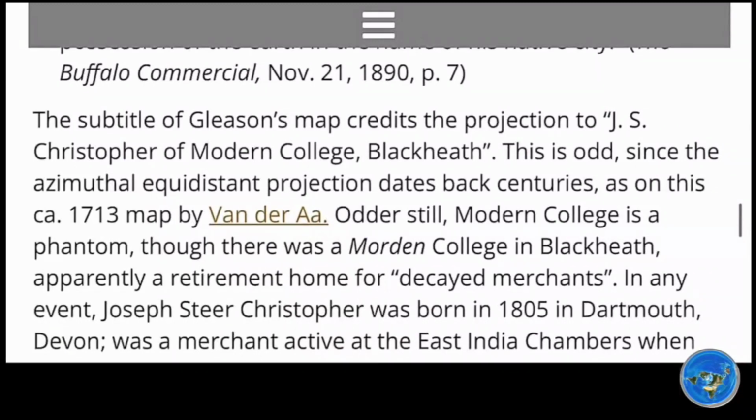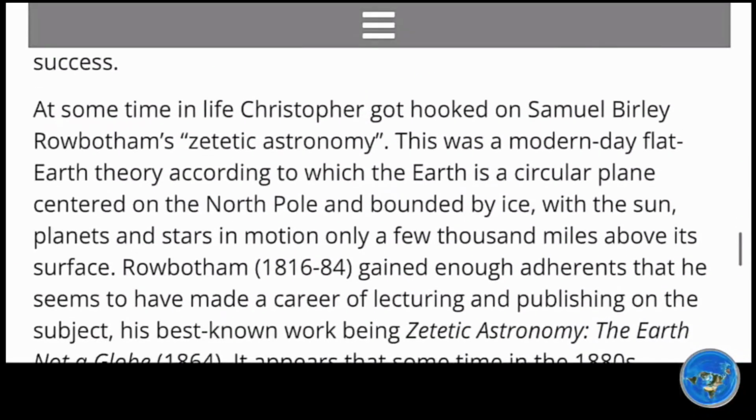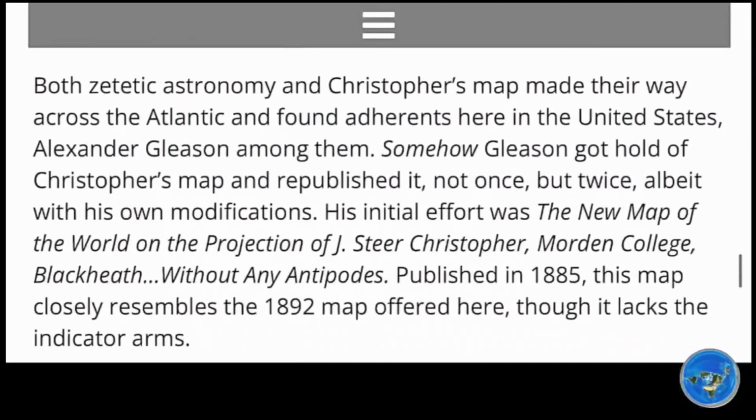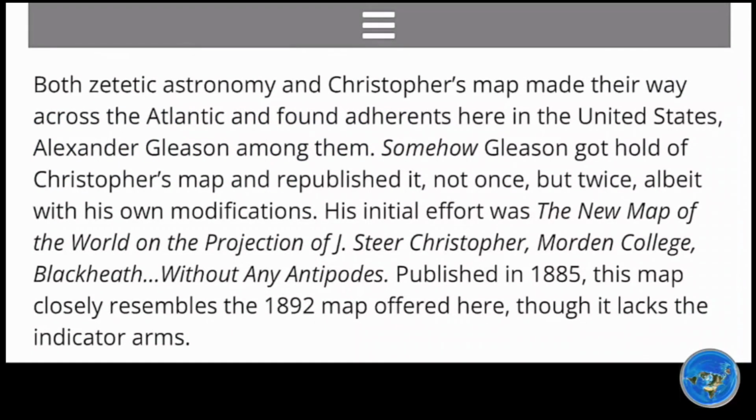Okay, now let's stroll down and see about Christopher. It says he was born 1805 in Dartmouth, Devon, was a merchant active in the East, blah, blah, blah. Now, at some time in life, Christopher got hooked on Samuel Burley Rowbotham's Zetetic Astronomy. If you're not familiar with who Samuel Burley Rowbotham is, he wrote a book in 1864 called Earth Not a Globe. Both Zetetic Astronomy and Christopher's map made their way across the Atlantic and found inheritance here in the United States. Alexander Gleason among them.